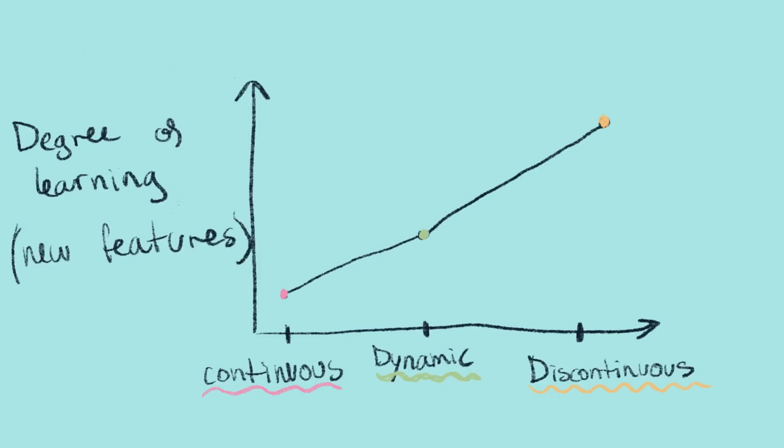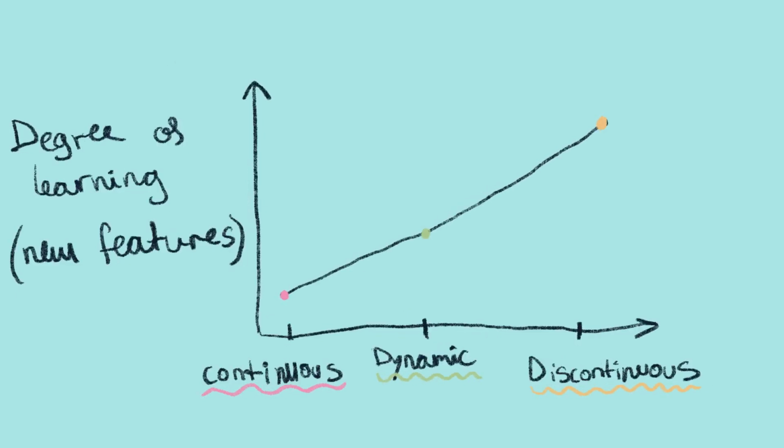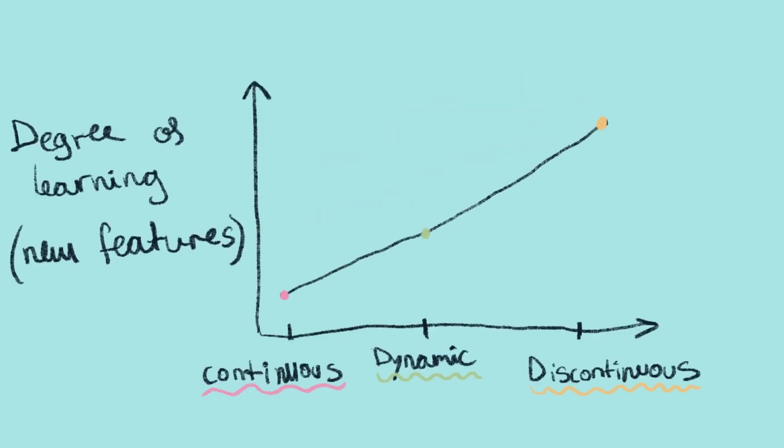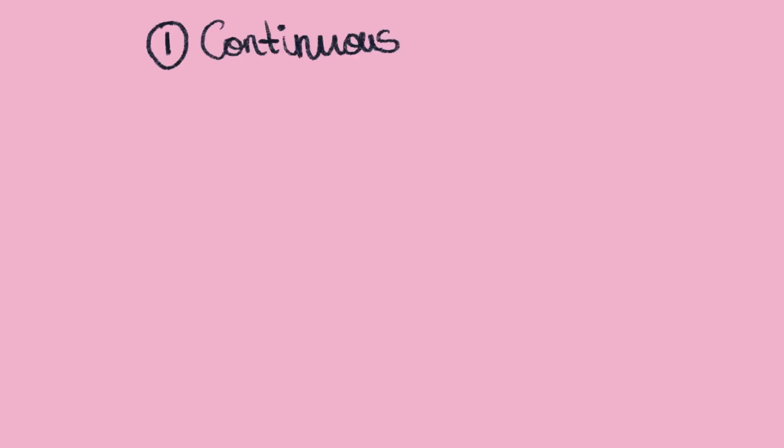Here is a graph showing the relationship between the different types of innovations and how much learning is required. Learning in this case ties directly into how many new features the product contains, right? How many new things do you have to learn? And we can see a linear pattern as we move from continuous to dynamic to discontinuous. So first, let's discuss continuous innovation.